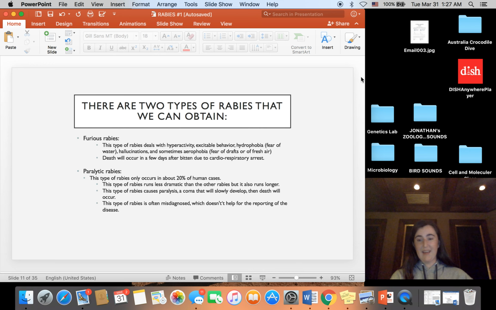This type of rabies is often misdiagnosed, which doesn't help for reporting the disease. So we don't really get an accurate number. The 20% is just an estimated guess, because since it's so misdiagnosed, we don't really know the true number of humans that get this.